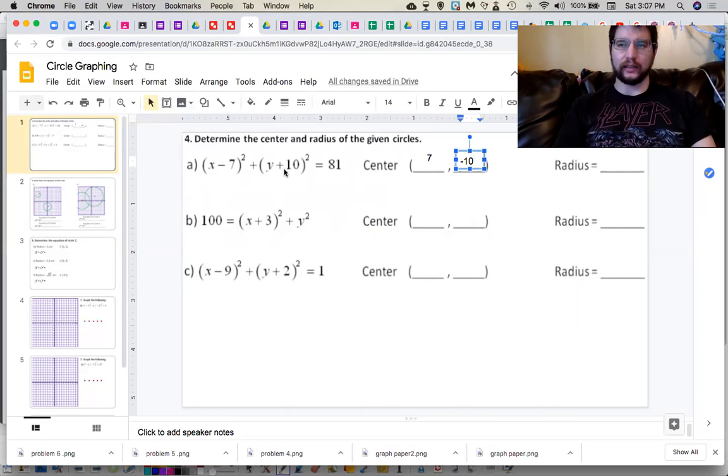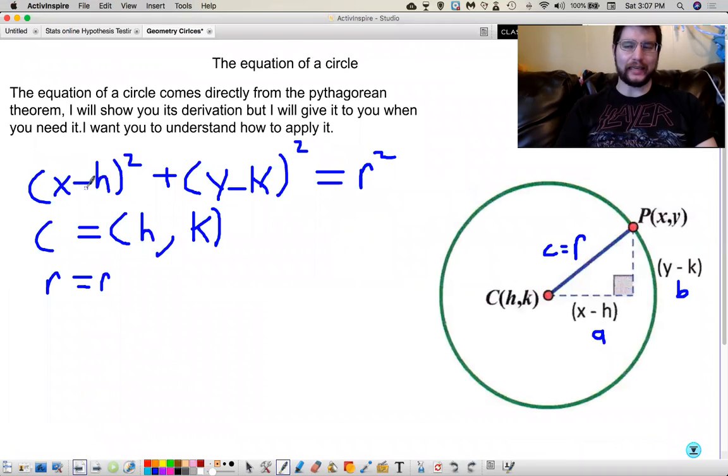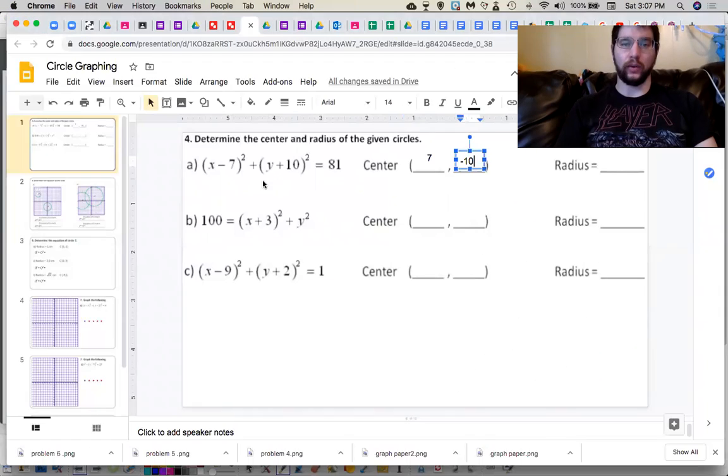Remember, you got to change the signs here because our formula is minus h and minus k. So that's always going to be the opposite sign. This is a minus 7. That means our coordinate is 7. Plus 10, our coordinate is negative 10. And then 81. Well, if you don't know that 9 squared is 81, you can grab a calculator.